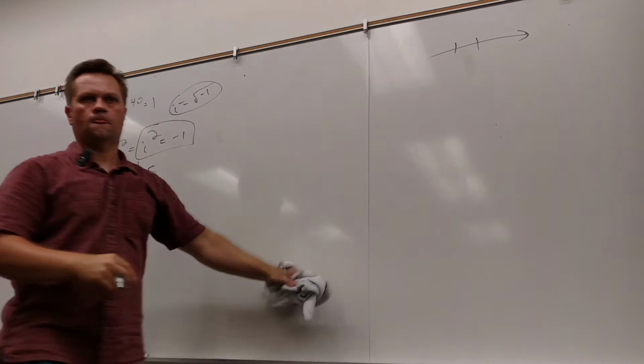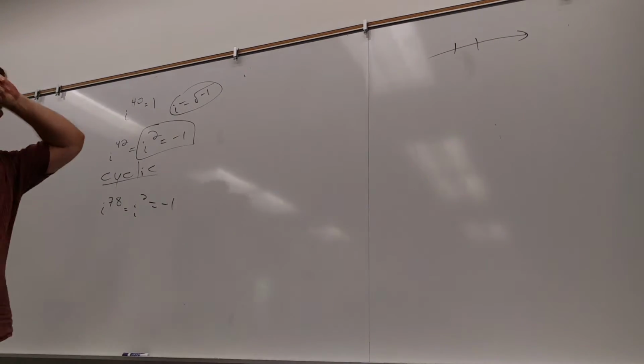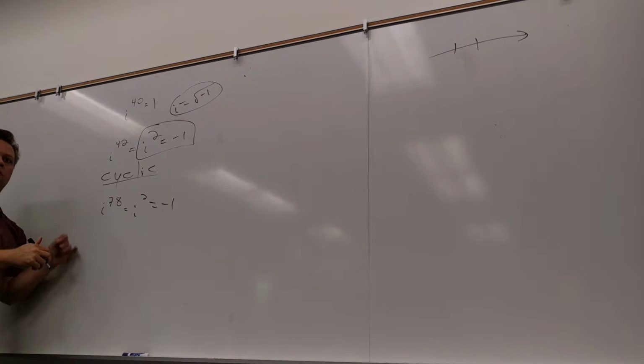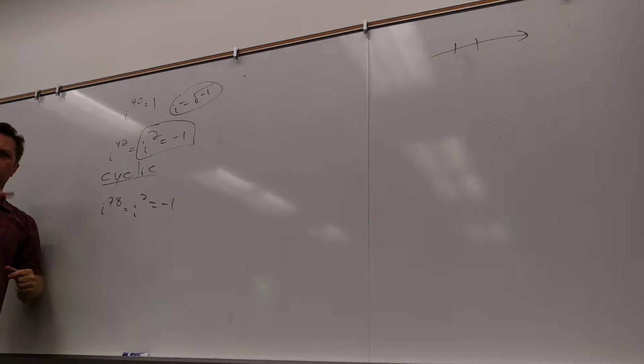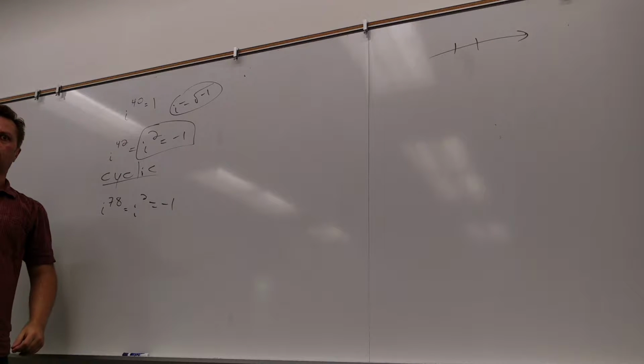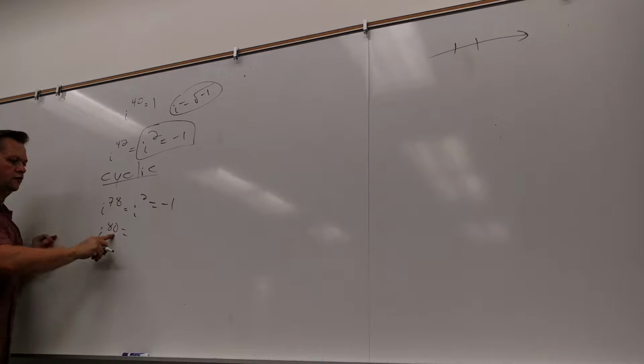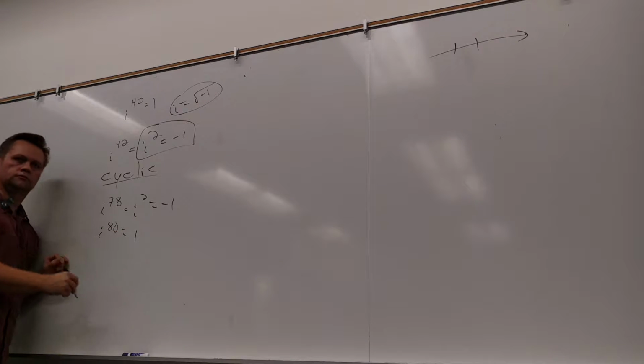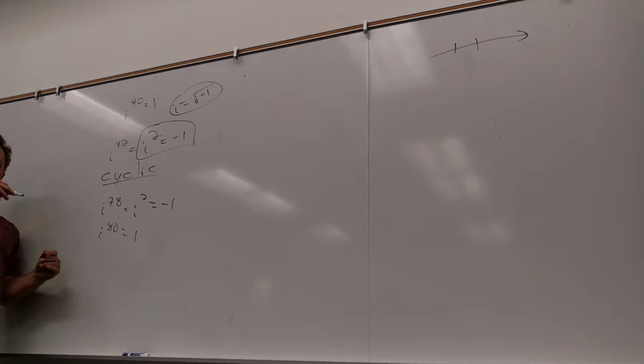So 78 we can divide by 3 too. But that doesn't matter because the cycle isn't based on 3. The cycle is based on 4. That's why we always have to use 4. Every fourth one comes back to 1. So if it was i to the 80, that's a full cycle, so that would be 1. It comes back to 1. So I got to do it by 4.